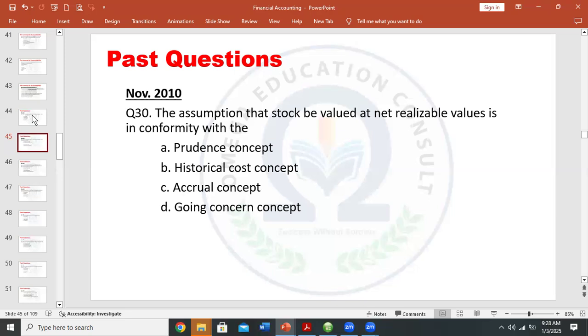Prudence concept. Wow, how did you get it? Explain to me how. I don't know. Okay, so try explaining net realizable value. What does it mean? Or maybe you assessed the options and you felt that it's not going concern, it's not accrual. Yes, please. Okay, so that's a good strategy.